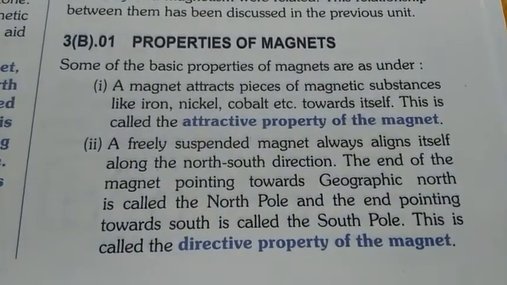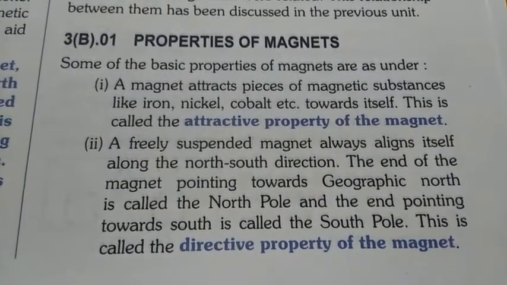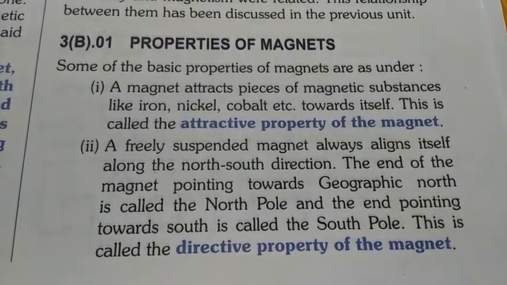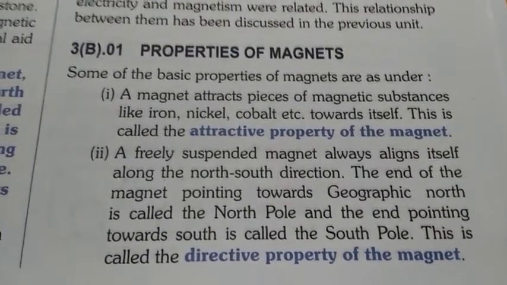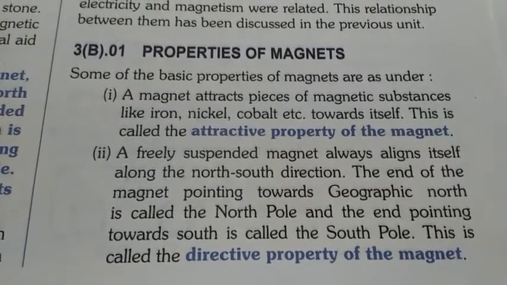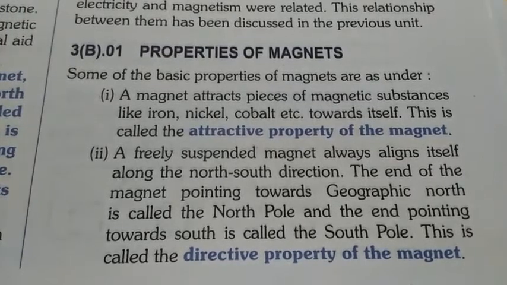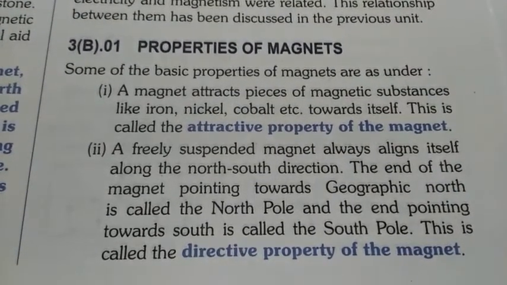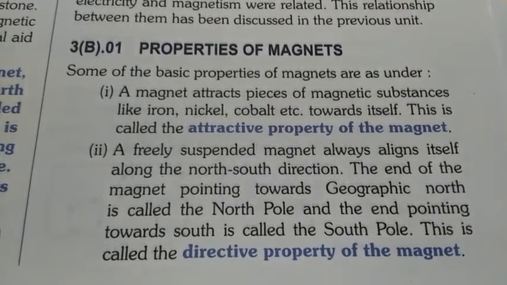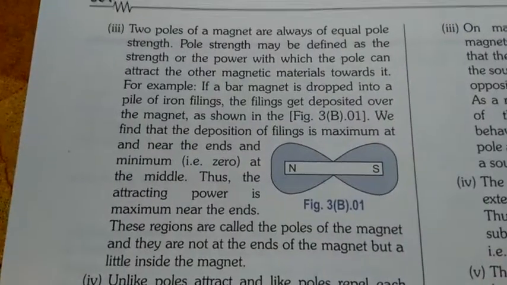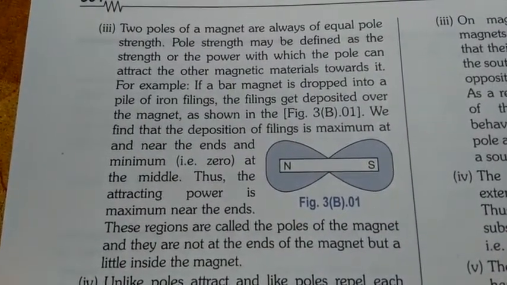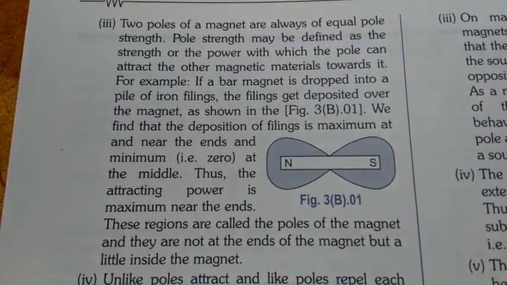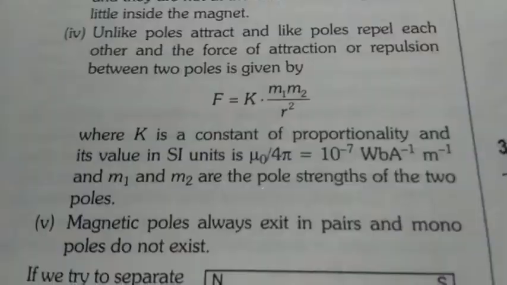About magnets and their properties, we have already studied in younger classes, so we will do a very fast revision-type study here. The properties of a magnet: first, the attractive property. Second, the directive property, they always direct towards the north and south pole. Third, the two poles of a magnet are always of equal pole strength. North pole and south pole both have equal strength.